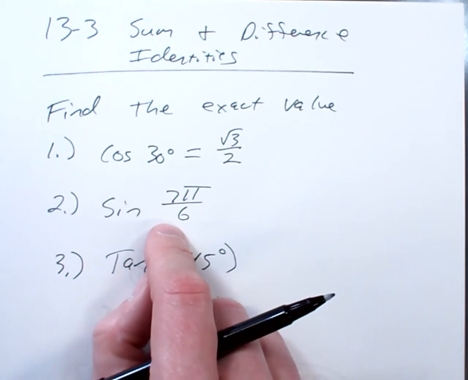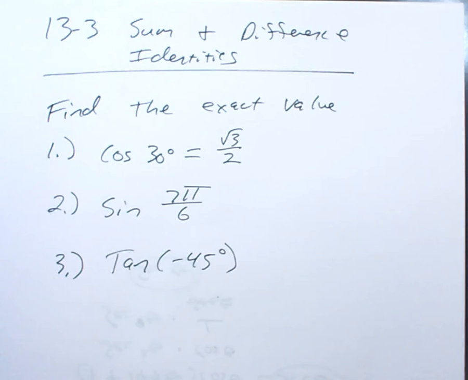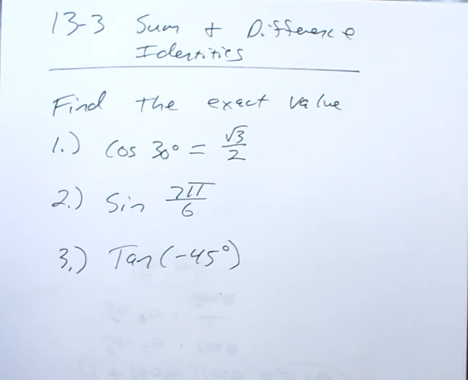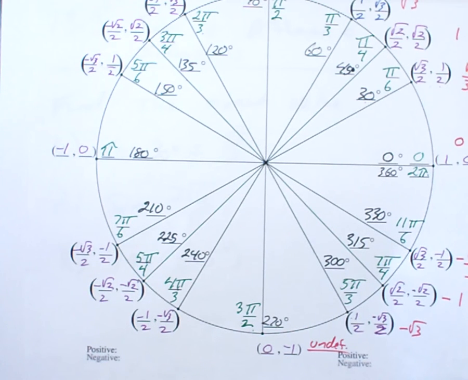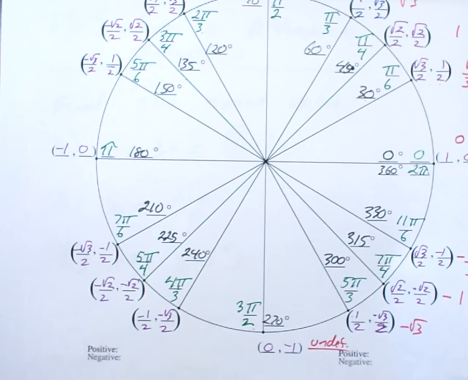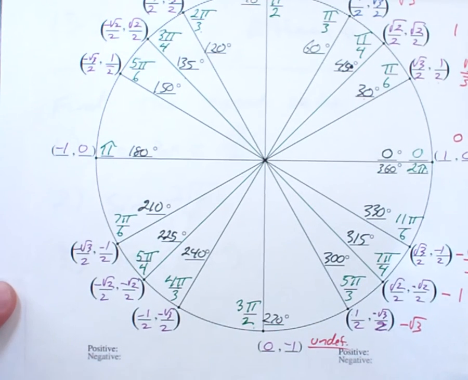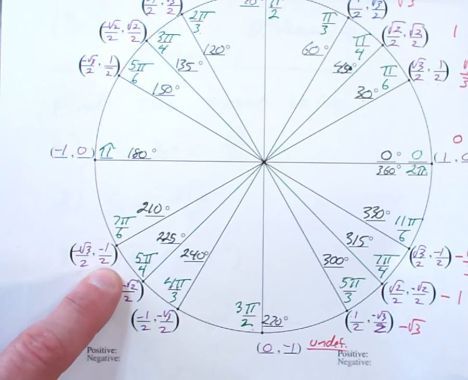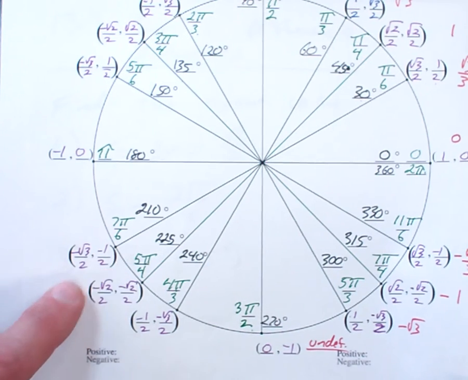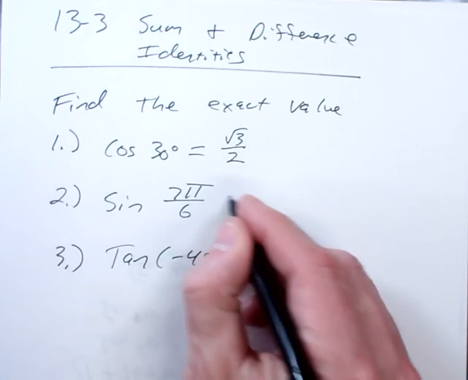How about sine of 7 pi over 6? Yep, sine of 7 pi over 6. What do we get on there, Olivia? Oh, right here. So 7 pi over 6 is there. Which one's going to be the sine value? It's going to be negative 1/2. And so it's our y value. Cosine is the x, sine is the y value. This gives us negative 1/2.